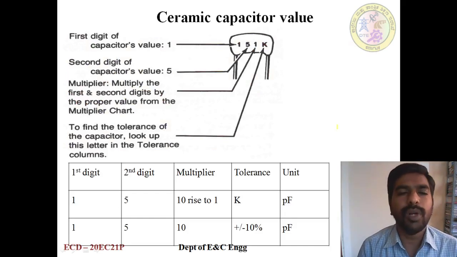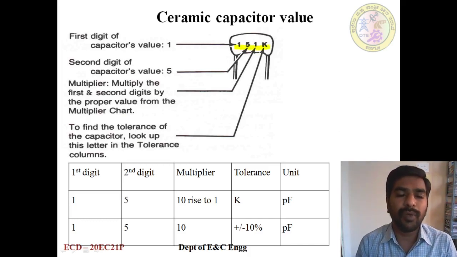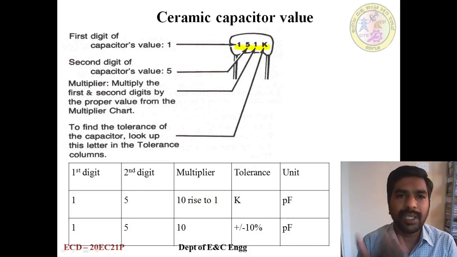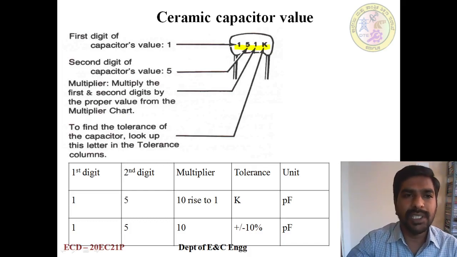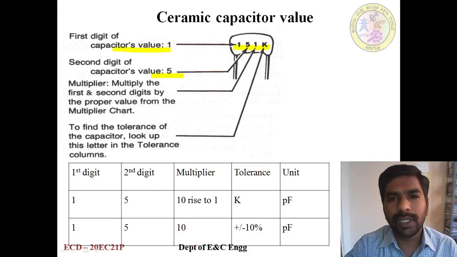And there is one more type of capacitor value, that is the ceramic capacitor. On a ceramic capacitor, there will be digits printed like in the surface mount resistor. What we see, it's 4 to 7, like that. It has digits printed for the capacitor value. These digits can be used to calculate the capacitance value. That is our first digit and second digit. 1 is the first digit, second digit is 5, and 1 is the multiplier. That's 10 raised to the power of 1. It's 10. That is 1, 5, 0, and K represents the tolerance value.